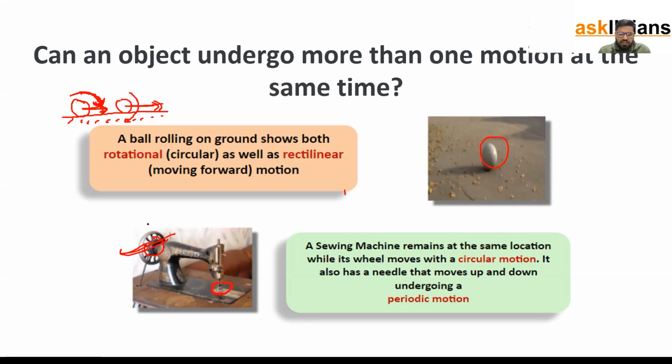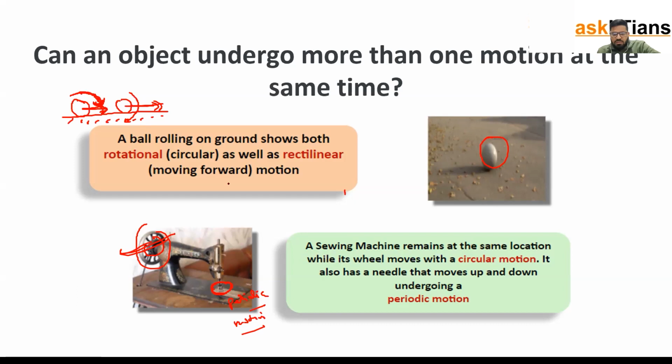So the wheel is doing circular motion, and the needle is doing motion which is known as periodic motion. Periodic motion, because that motion is repeating itself after a certain interval of time. Up, down, up, down. So that is the combination of circular as well as periodic motion.